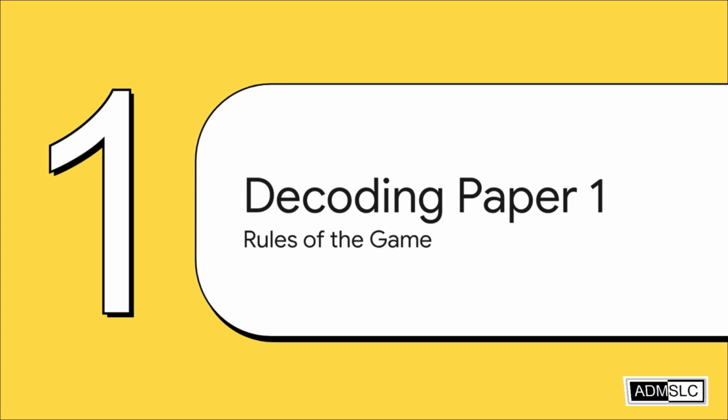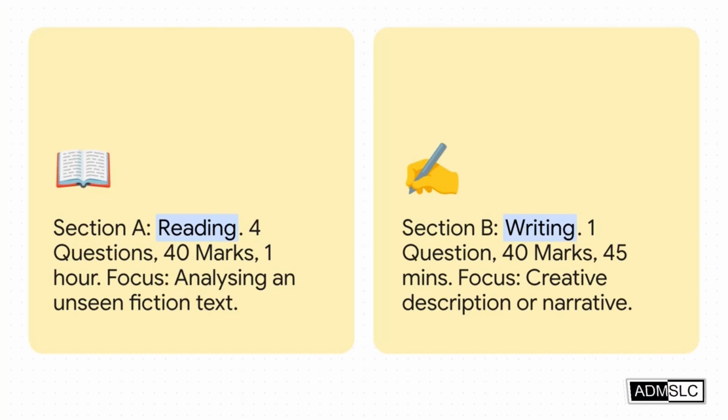I mean, you wouldn't play a football match without knowing the rules, would you? And this exam is exactly the same. Understanding its structure is your first step to absolutely acing it. So the paper is split perfectly down the middle, like a game of two halves. You've got Section A, which is all about reading and analysis, that's 40 marks. Then you have Section B, where you get to be the creative one, also for 40 marks.